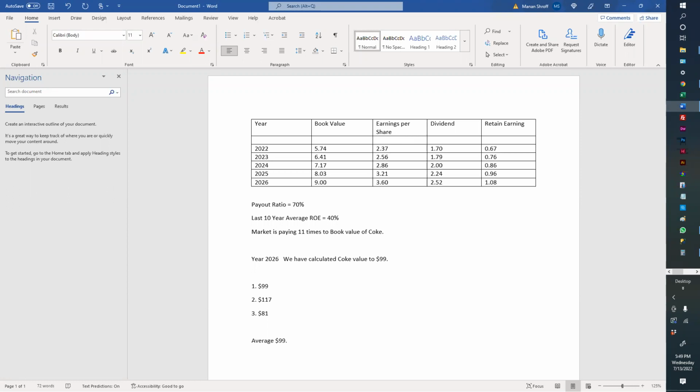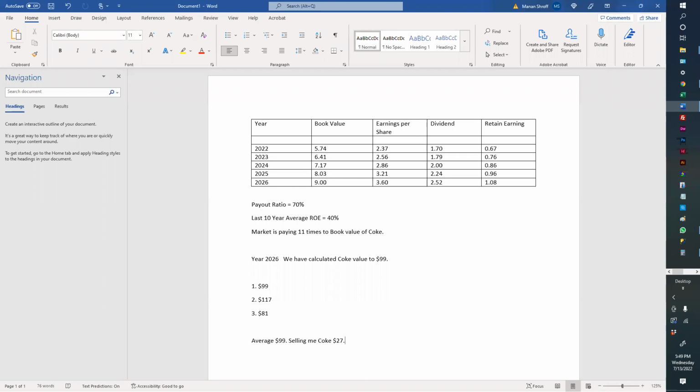Okay, in year 2026, if by chance Coke is working fine, everything is working fine, but there is a huge recession or there is war in some part of the world, and the market is selling me Coke for $27, I'm going to buy as much as I can buy, because I know the value should be around $99. This is a temporary setback.